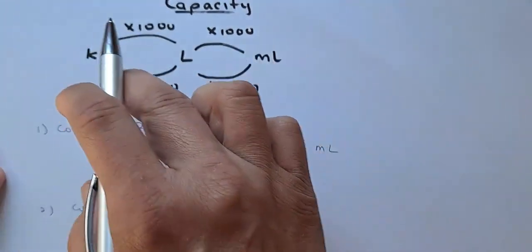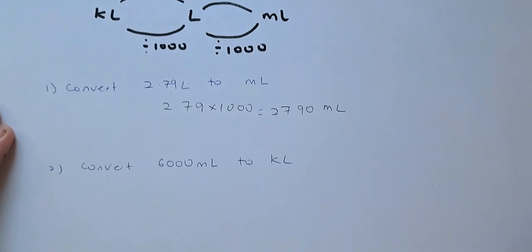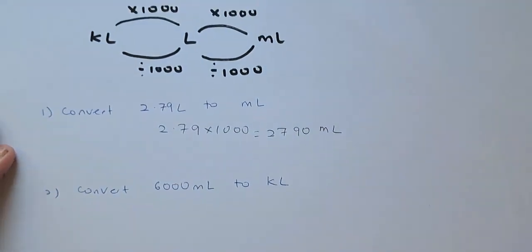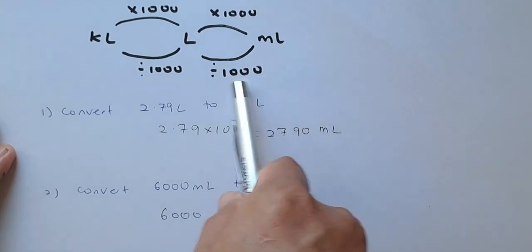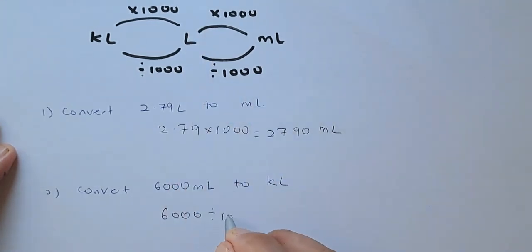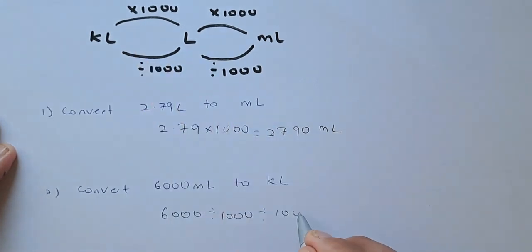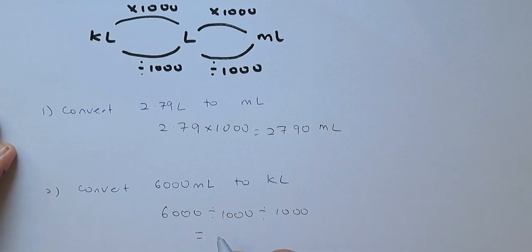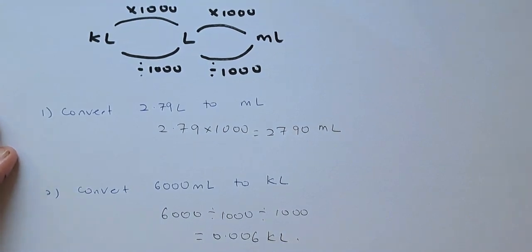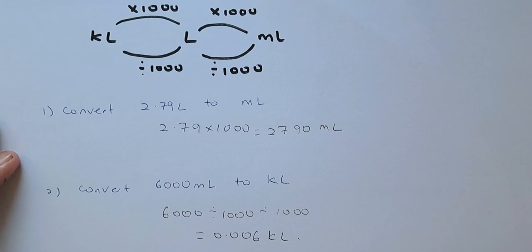On the other hand, if you have 6,000 milliliters and you want to go to kiloliters, you have to divide twice by 1,000. You take 6,000, you divide by 1,000, and then you divide by another 1,000. And you got the answer of 1.006 kiloliters. So that is how you convert the metric system in length, mass, and capacity.